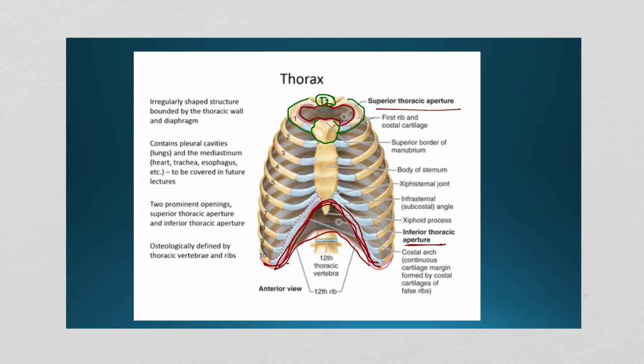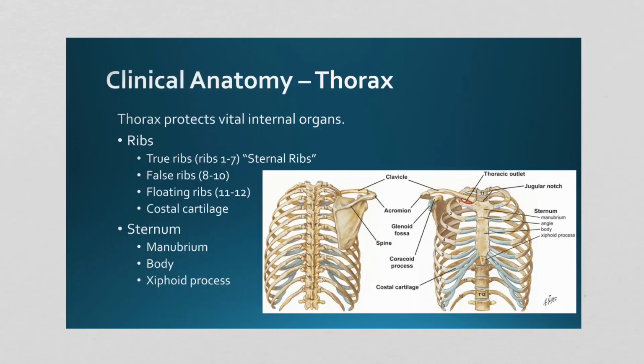So that's the first part of anatomy. Now that we understand that there are openings, now that we understand the boundaries of the thoracic cavity, we can move deeper into the anatomy. As I alluded to earlier, the thorax cavity in general protects the internal organs.